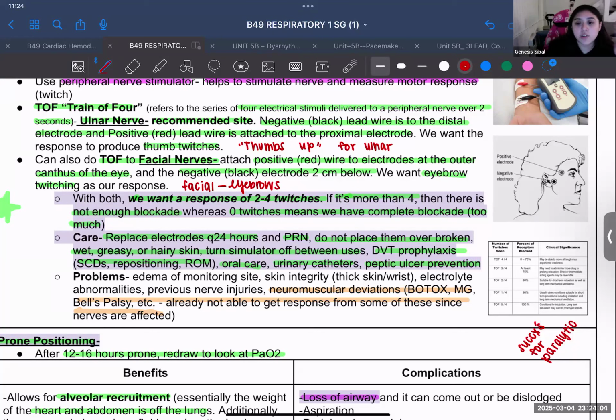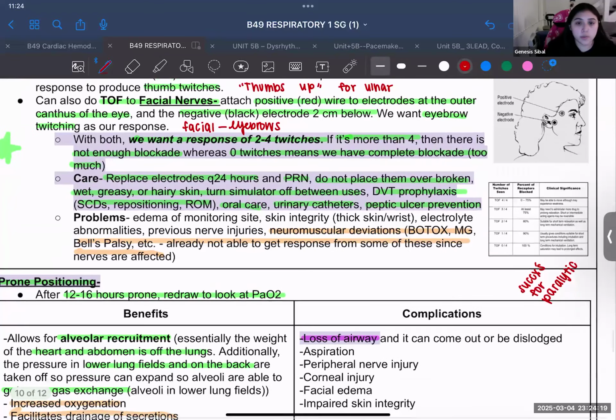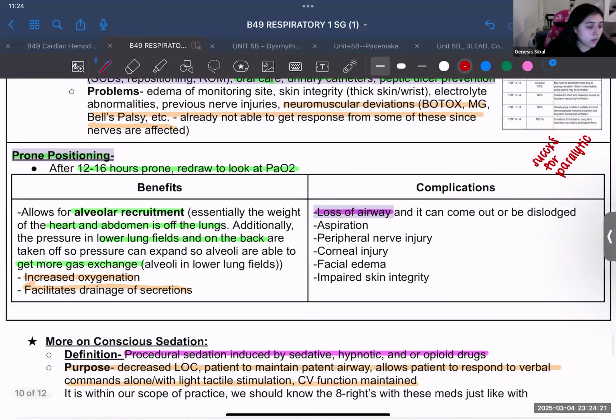If they have Botox, they're not going to be able to obviously have some of those twitches. So those are good questions to ask before and kind of understanding some of their medical history with myasthenia gravis, Bell's palsy, all of those things where they might not have the ability to be able to twitch in the first place or have those responses, right?